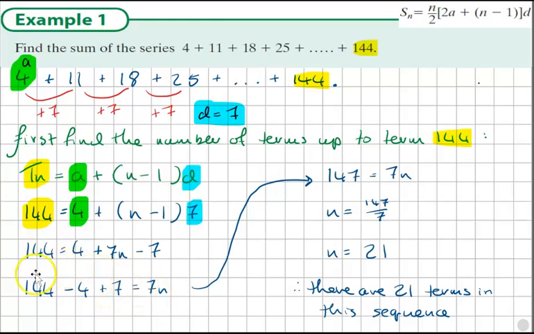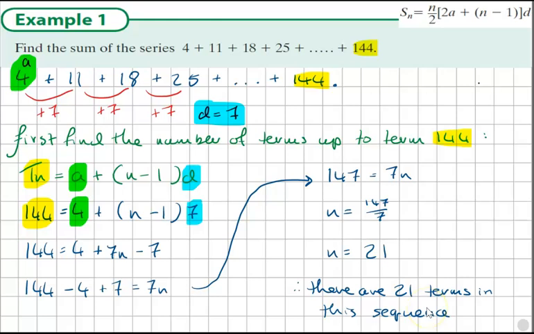And then simplifying, 144 minus 4 plus 7 is 147. So 147 is equal to 7n. And then dividing both sides by 7, we get n is equal to 147 divided by 7, which is 21. So n is equal to 21, so that's the number of terms in the sequence. So there are 21 terms in this sequence.